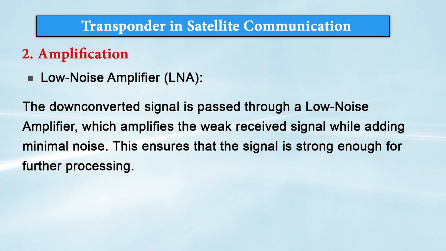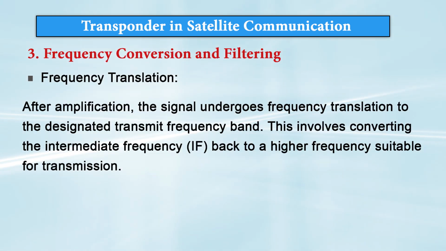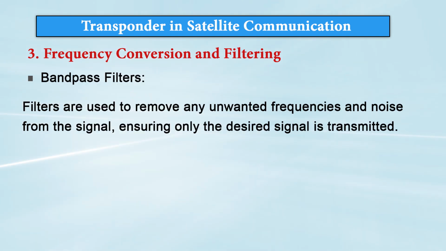Then there is gain control, AGC, that may be used to maintain the signal at a consistent level, preventing signal distortion due to variation in signal strength. Then frequency conversion and filtering is done. After amplification, the signal undergoes a frequency translation to the designated transmit frequency band. This involves converting the IF back to a higher frequency suitable for transmission. We make use of a band pass filter.